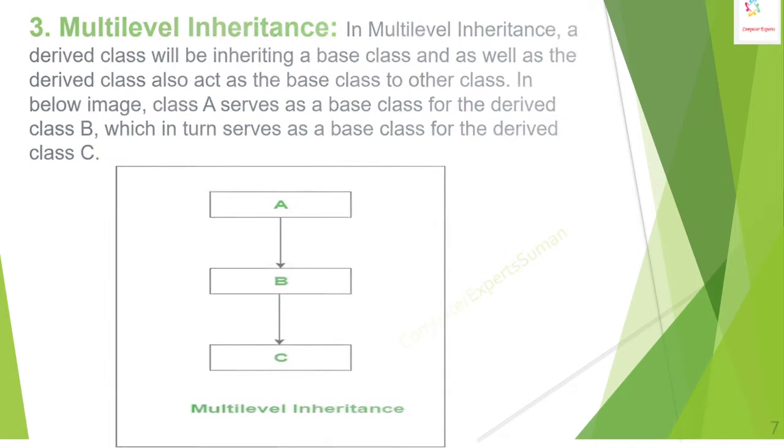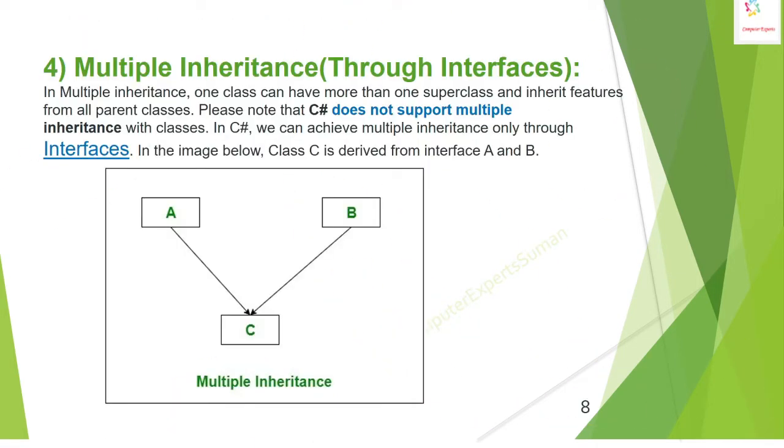Now let's discuss the fourth type of inheritance, which is the multiple inheritance. And in C# you cannot do multiple inheritance through classes, but you can implement it through interfaces. In multiple inheritance, the child class has more than one parent class. As you can see on the screen, C is the child class and is having more than one parent class, which is A and B.